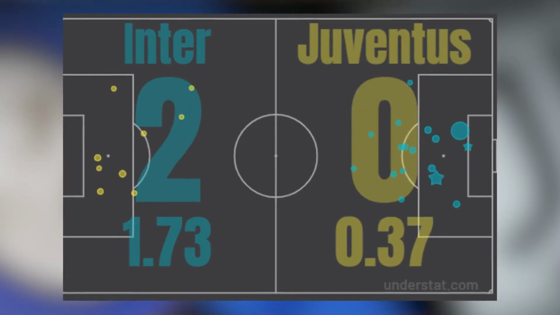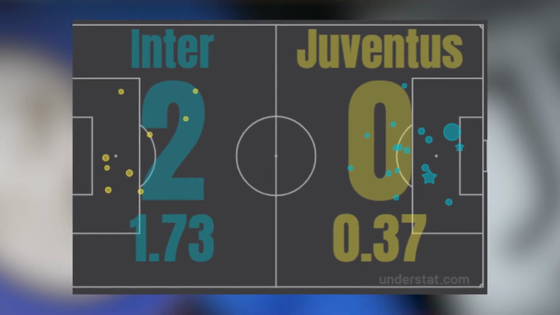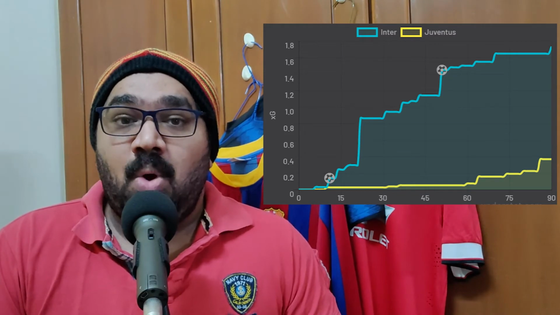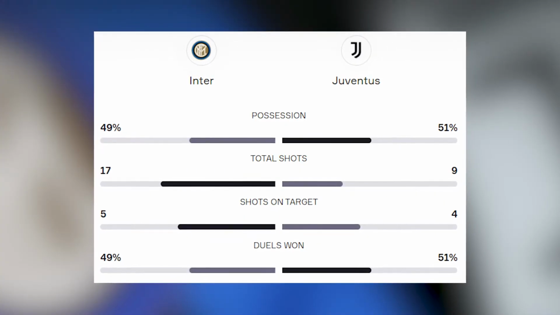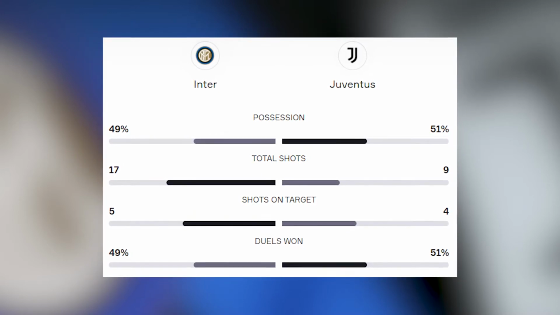In the end, it was a fair result for both Inter and Juventus, with Inter having the highest xG in the game, and the xG timeline showed that Inter had better quality chances throughout the game. Stats wise, even though Juventus had a little bit better possession, Inter had the better chances. But what tactics did both managers use? Let's find out.